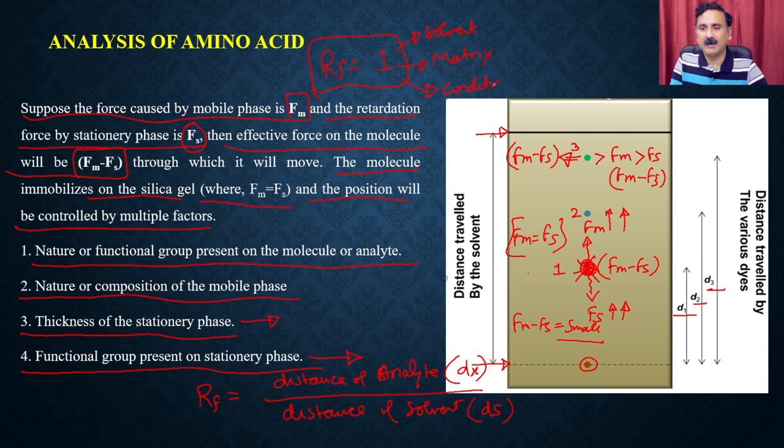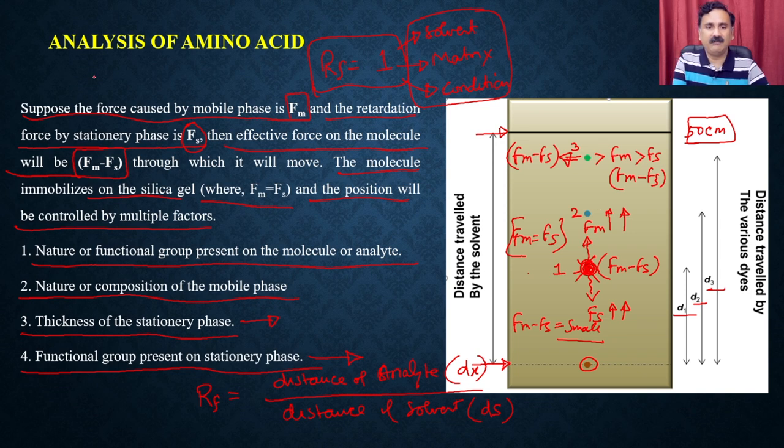So if you maintain all three constant, the same solvent system, the same matrix, and if you run it under identical conditions, the RF value is not going to change. Even if I run it for, for example, 50 centimeter, it's going to be distributed accordingly.